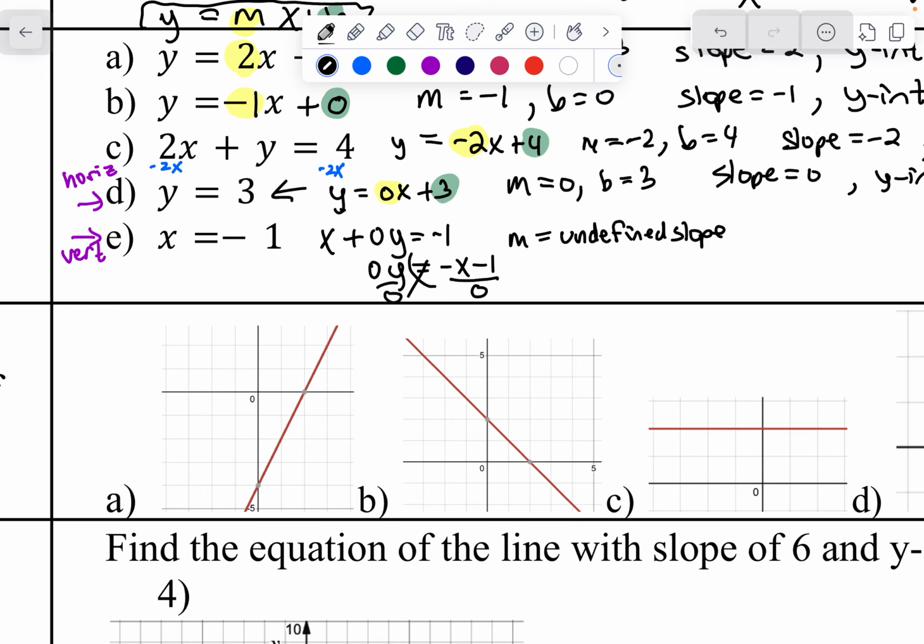and no y-intercept. Now, the only way it will have a y-intercept is if it's x equals 0, which is just the y-axis itself. That's the only one that has a y-intercept. Its y-intercept would be the point 0, 0. So vertical lines are weird. Their slopes are undefined because you have to try to divide by 0. And so they just don't work.